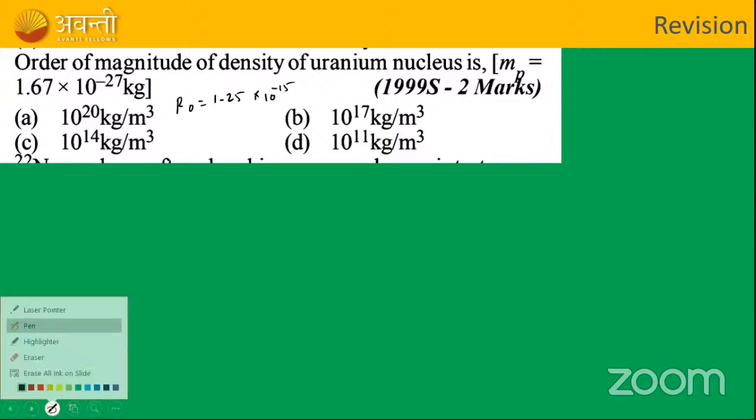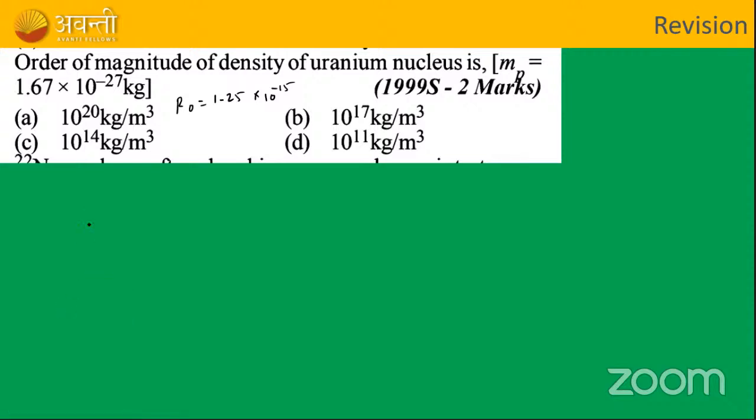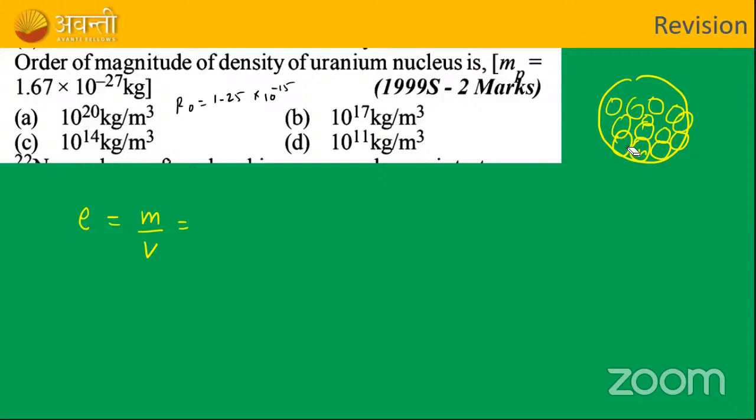Now let me tell you that density of a nucleus is its mass by volume. Very simple. So how do I find the mass of the nucleus? There are some number of neutrons and some number of protons scattered all over the nucleus. But now I'll consider all of them as protons because their mass is approximately the same. So I'll write all of them as P, P, P.